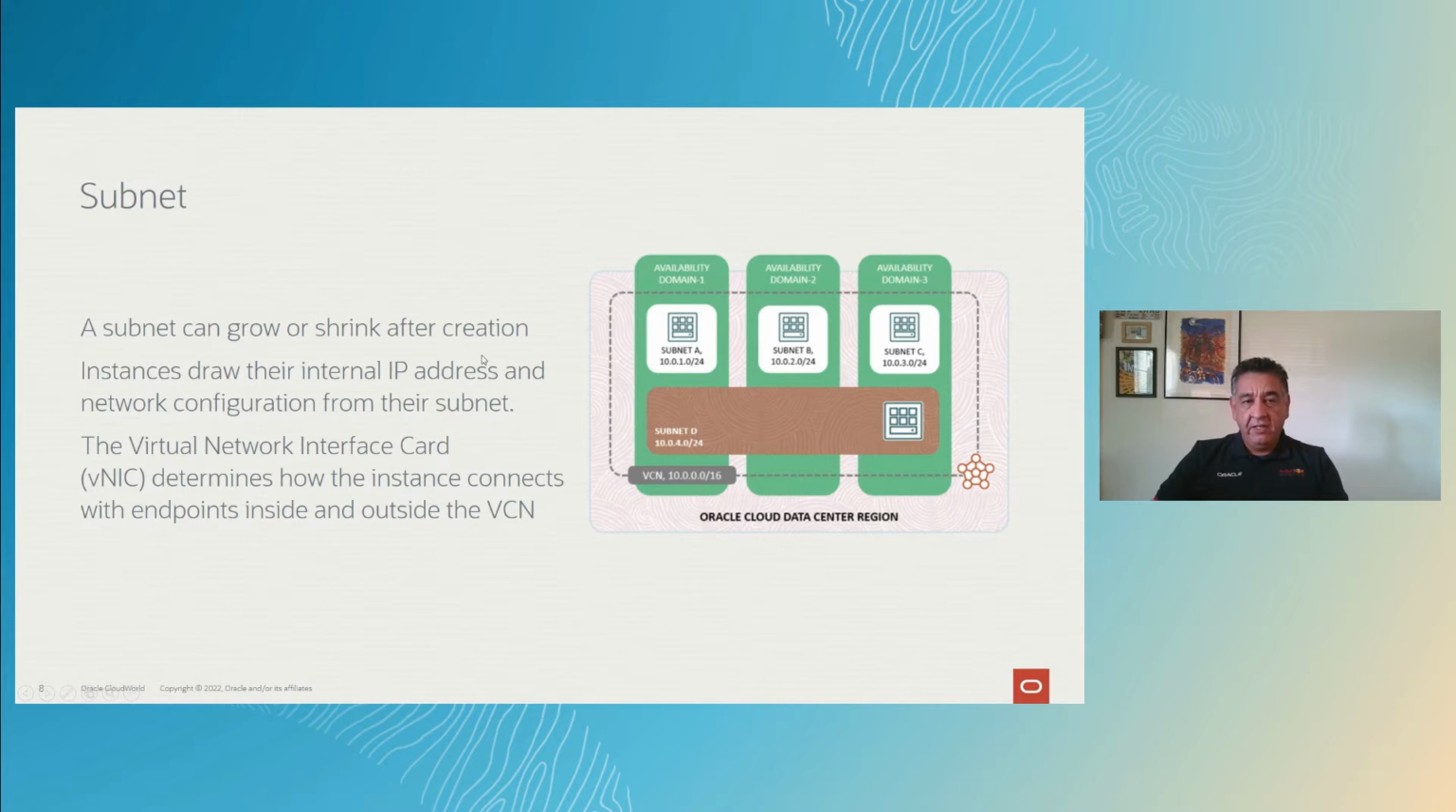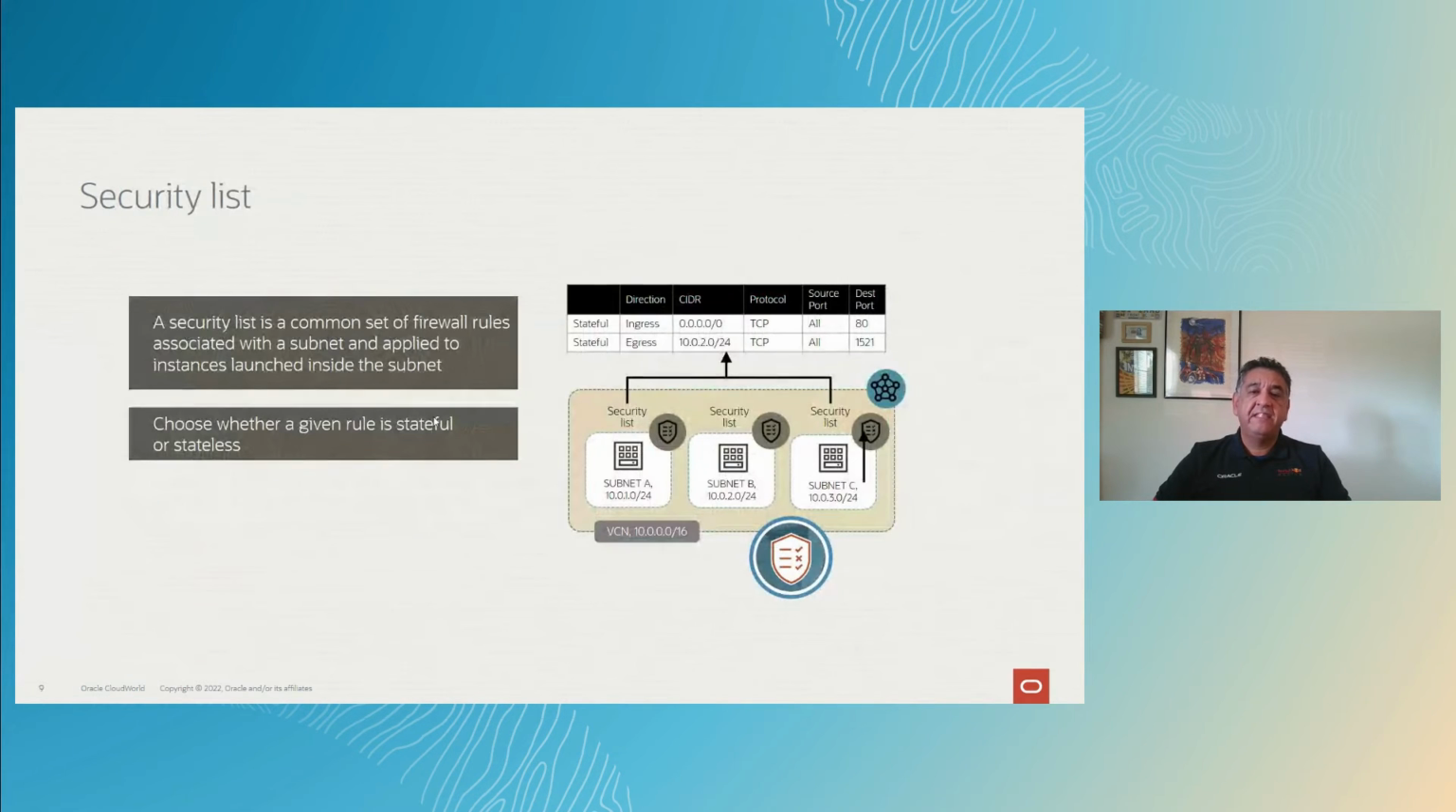Now let's go ahead and take a look at the subnet. You can shrink, like with the VCN, or expand your subnet. You can add additional CIDRs to your subnet as well. Now the virtual network interface card of the resource that you're going to be deploying on that subnet will determine how that resource will communicate to the outside world, outside of the VCN. Now, the subnet comes with a firewall that we call security list.